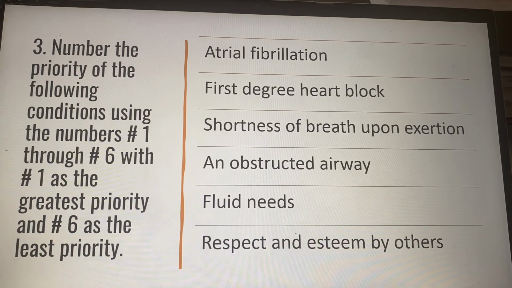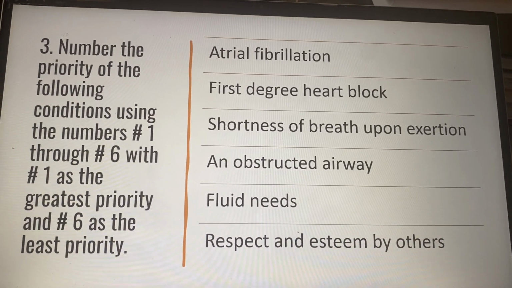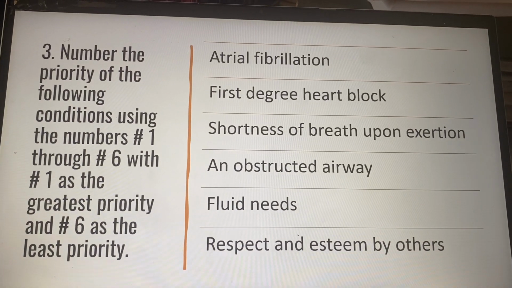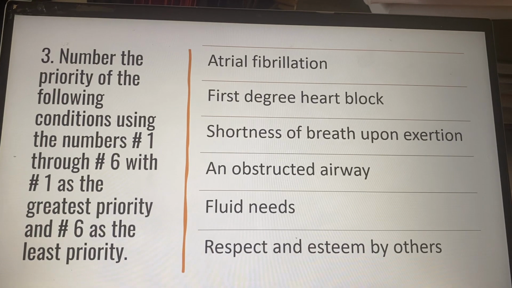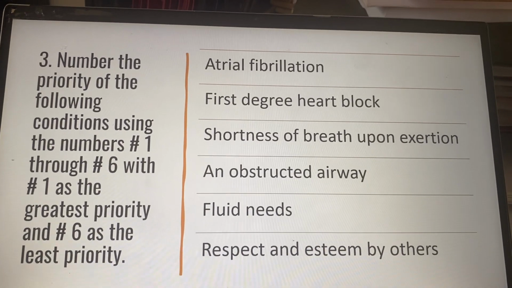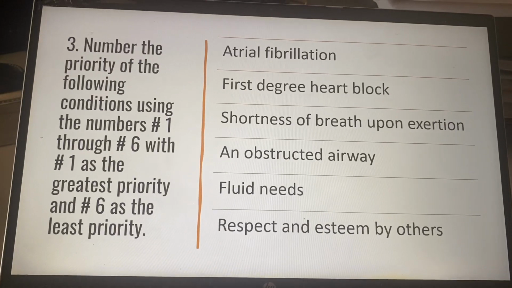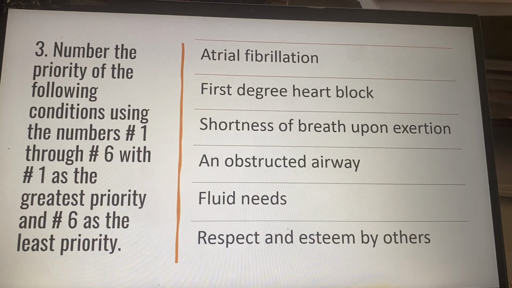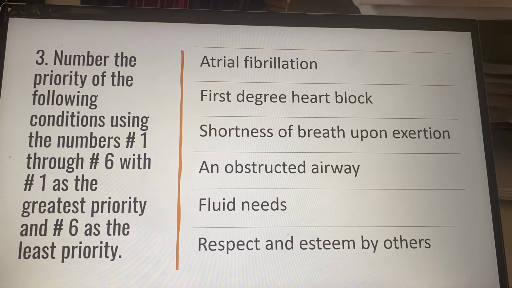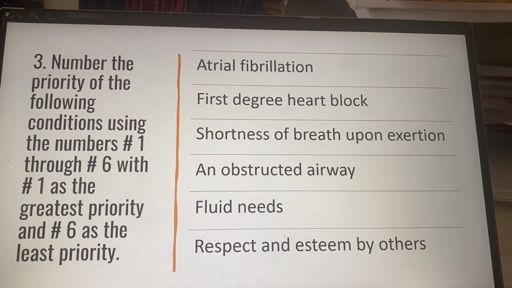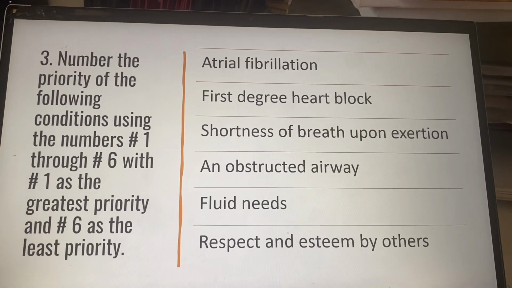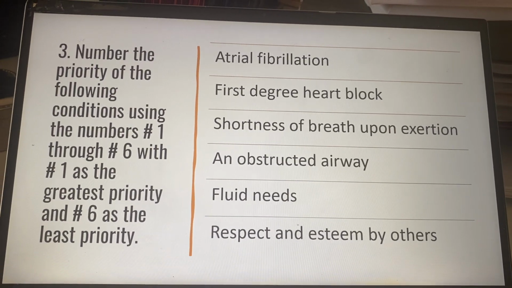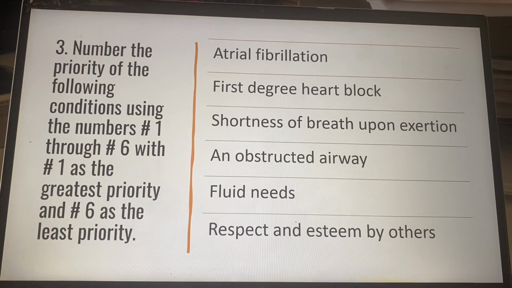So number 1 is going to be your obstructed airway, then the first degree heart block. Then we have another arrhythmia, AFib, that we need to see next, because we know AFib means blood clots, it's an arrhythmia. We need to go ahead and see them. So we're in our ABCs. Now is the time for our shortness of breath upon exertion, because it's still an airway issue, but it's not as severe as AFib because they only get shortness of breath upon exertion. Then we can give them their fluid needs, the physical, making sure they have what they need. And then the mental, respect and esteem by others, will go last.